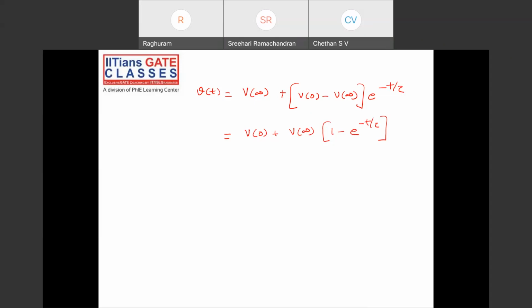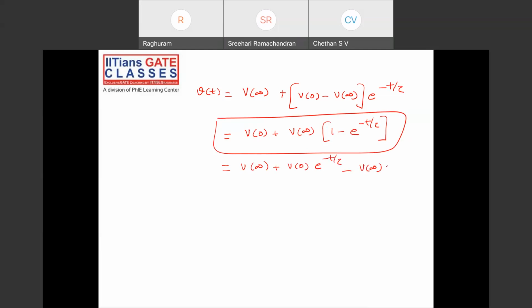It's not clear, sir. Okay, I'll write one more step. So this is V of infinity plus V of 0 into e power minus t by tau minus V of infinity into e power minus t by tau. Writing this, V of 0 into e power minus t by tau plus V of infinity into 1 minus e power minus t by tau. Now clear?